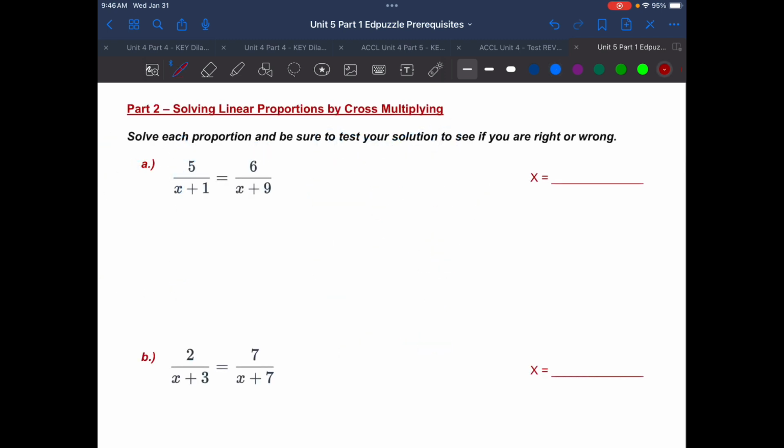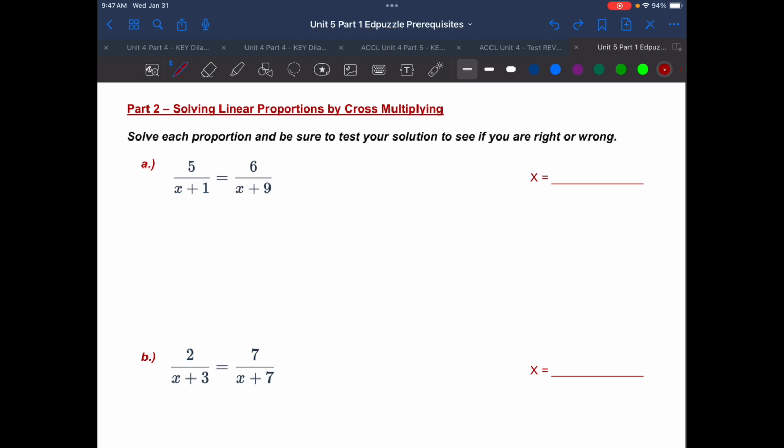All right, the second part of this video takes right after what we just talked about. So if you notice here, guys, now we're solving linear proportions. All that means is these kind of look like y equals mx plus b. Notice the mx plus b. Listen, it really is the same exact thing.